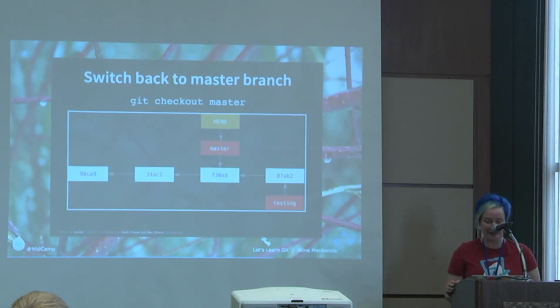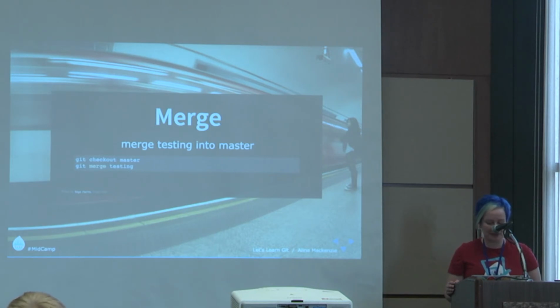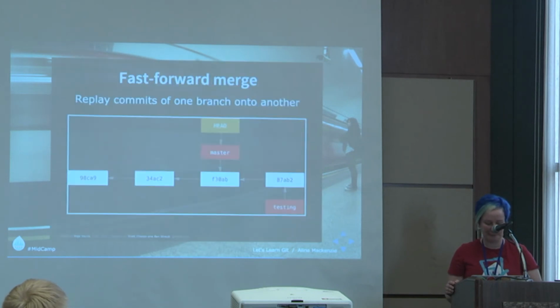So we can switch back to the master branch with git checkout master. And now we return to the snapshot of our project as it was at that commit. This is really great. All right, so how do we merge these branches that we make? Well, we can do that with the git checkout command and the git merge command. So first we check out the branch that we want to merge into, and then we run the command git merge, the branch that we want to merge, which is testing.